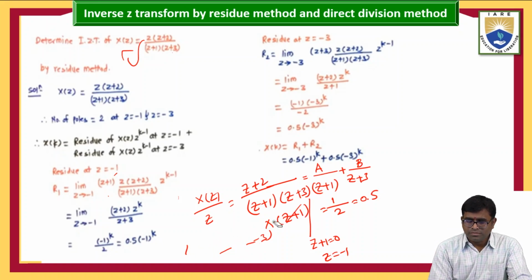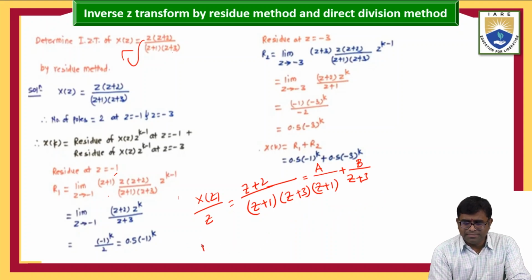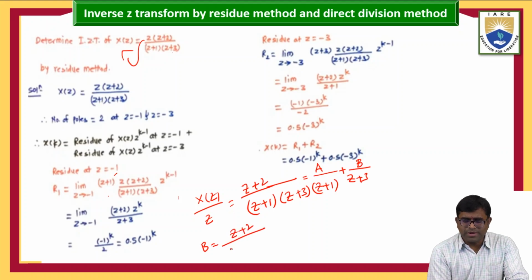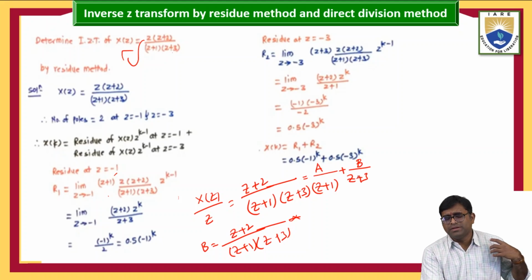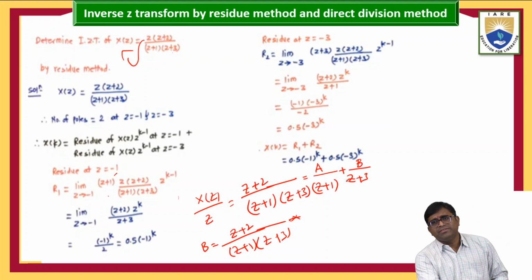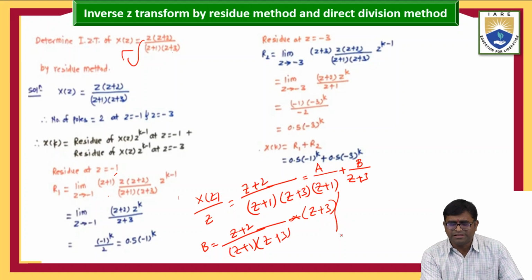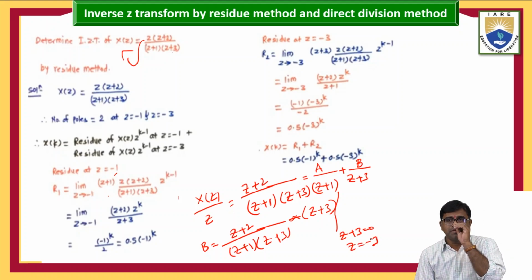So I am going for the next one, the b value. A is 0.5, remember that one. If you want the b value here, first of all you have to write out the total function. Same process: z plus 1 into z plus 3, and the total function is multiplied with the denominator of the b value, which is z plus 3. So multiply with z plus 3 and substitute the z value, that is, the denominator equal to 0. I am representing here z equal to minus 3.